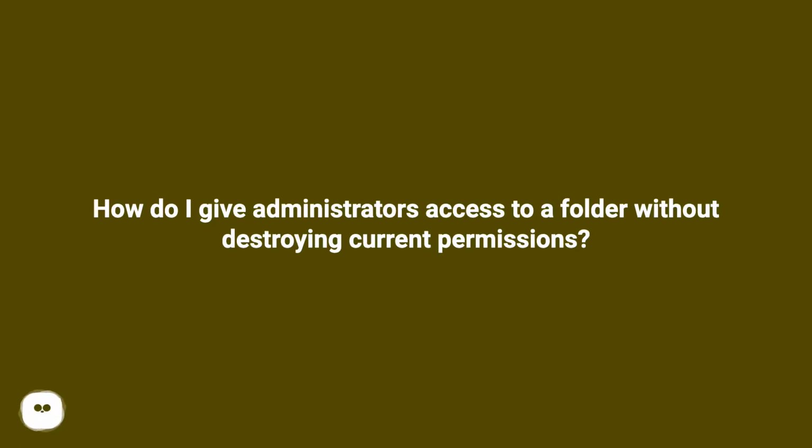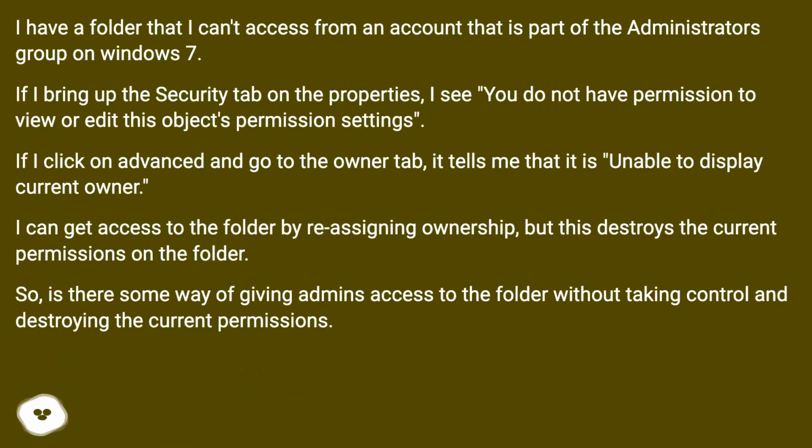How do I give administrators access to a folder without destroying current permissions? I have a folder that I can't access from an account that is part of the administrators group on Windows 7. If I bring up the Security tab on the Properties, I see, "You do not have permission to view or edit this object's permission settings."